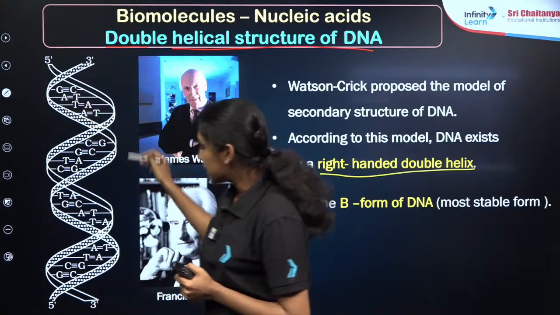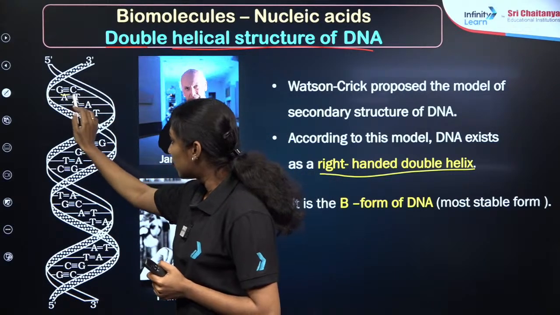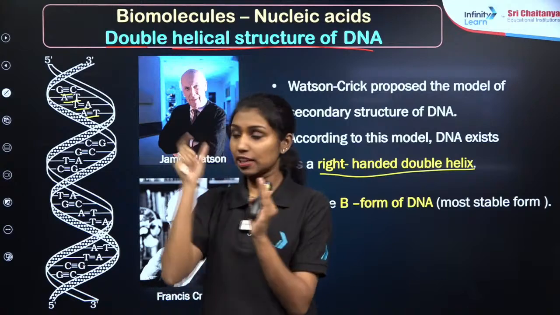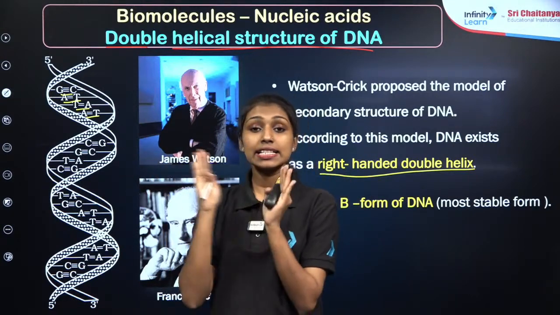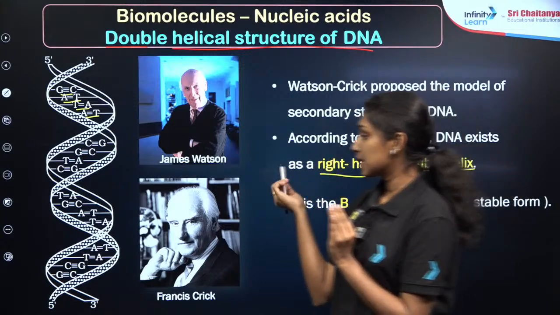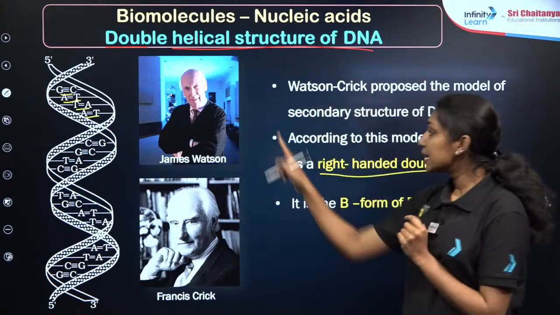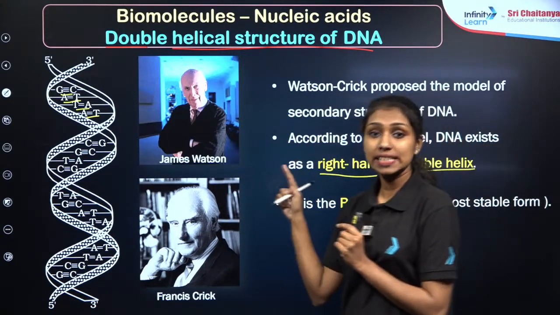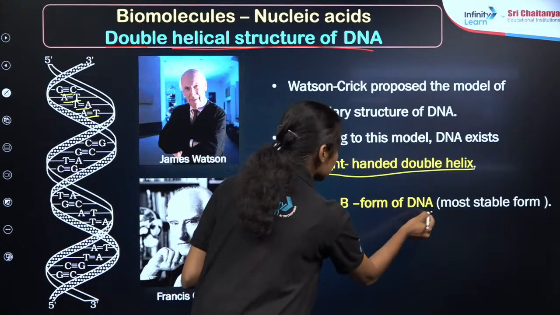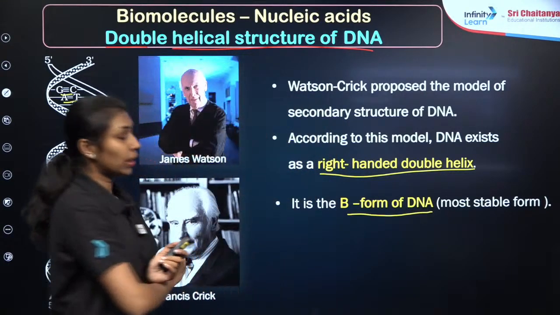This is our nucleotide chain. What are these? In between these helical structures, there will be some nitrogenous bases, right? There is a particular combination of pairing the particular nitrogen bases. Let us see one by one. This double helical structure is also known as the B form of DNA, which is the most stable form of DNA. Clear?